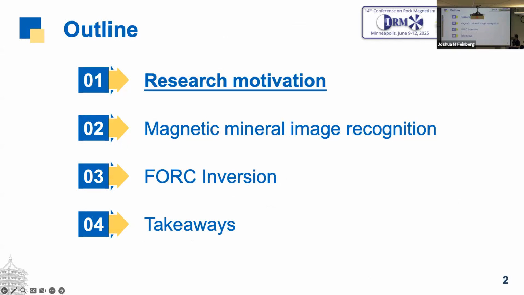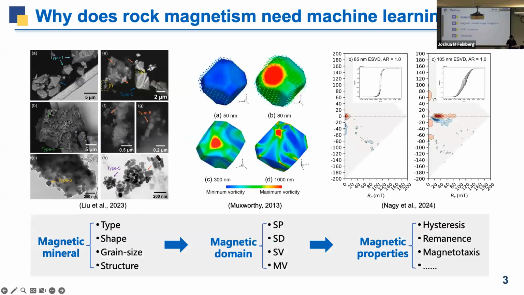Okay, so I have organized my talk into 4 parts. Let's begin with the research motivation. Let's begin with a question: why does rock magnetism need machine learning?